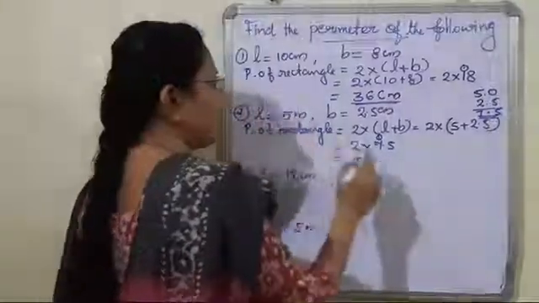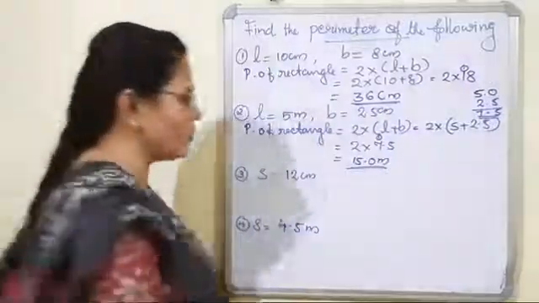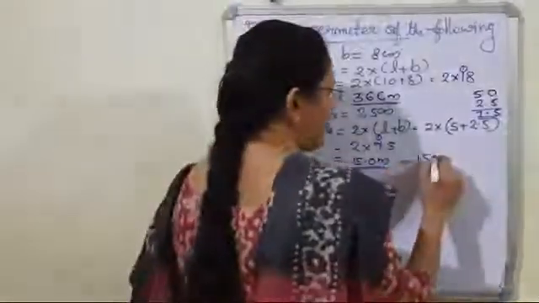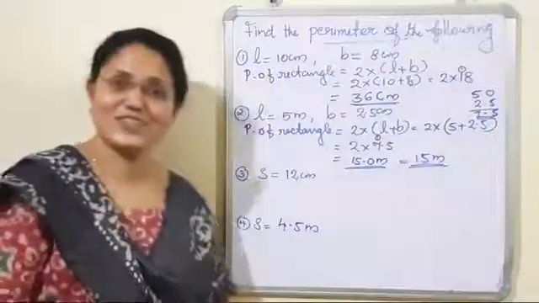Which unit is given? Meter. Therefore, here the answer is what? 15.0. That is 15 itself. 15 meter. Okay.